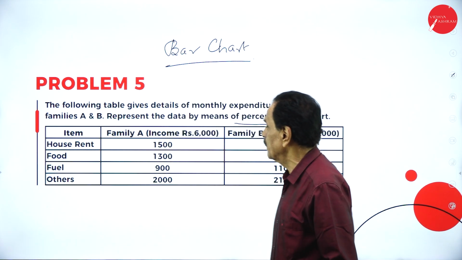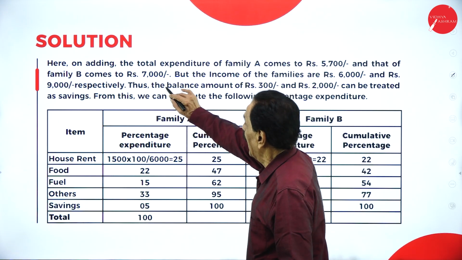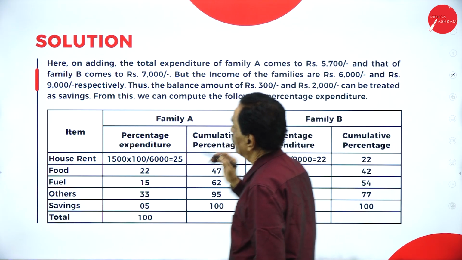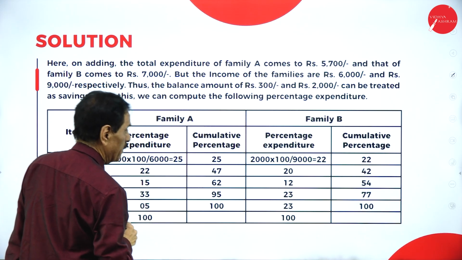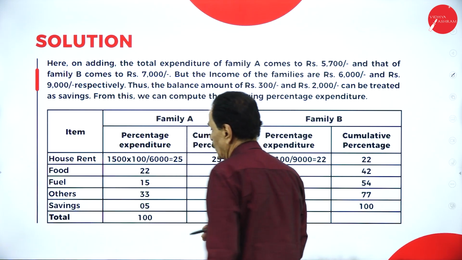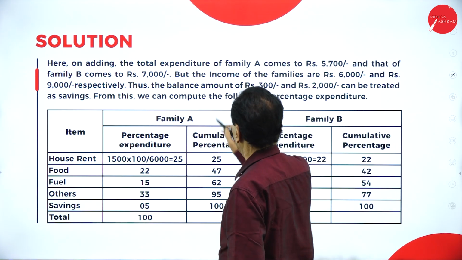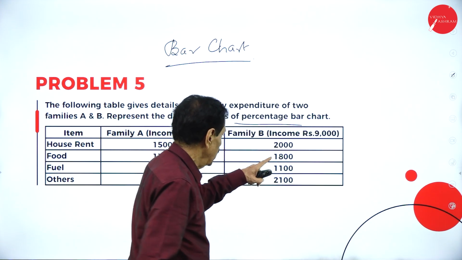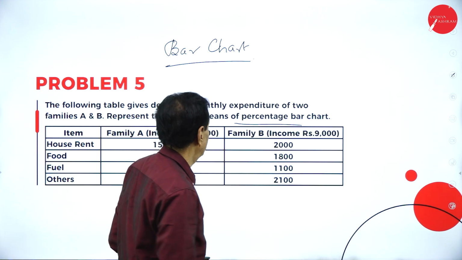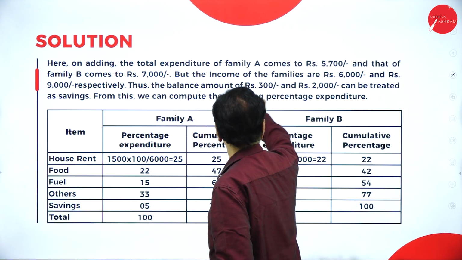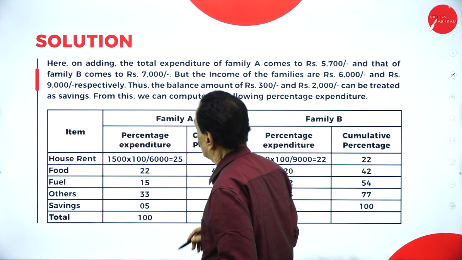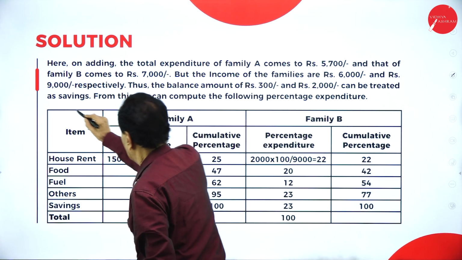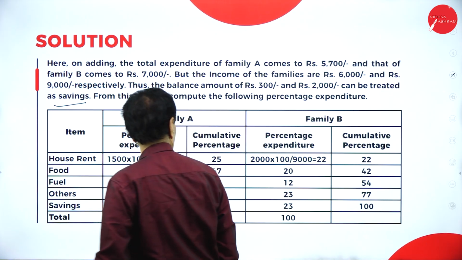How do we do this now? Calculation. Adding the total expenditure, family A comes to rupees 5,700, and that of family B comes to rupees 7,000. But the incomes of the families are rupees 6,000 and rupees 9,000 respectively. Thus the balance amounts, 300 and 2,000, can be treated as savings. From this, we can compute the following percentages.